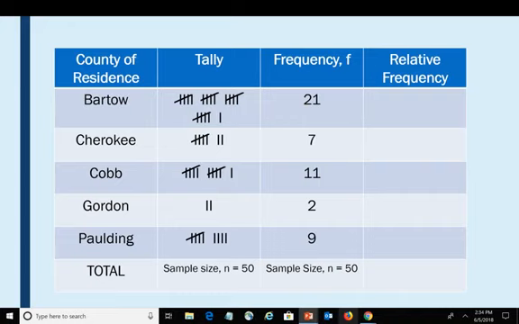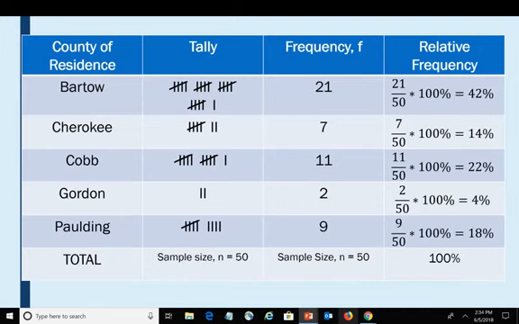Then to find the relative frequency, we take the frequency of the category. So for example, for Bartow, I would take 21, divide it by the total, which is 50. So 21 divided by 50 and multiply it by 100%, and my result is 42%. And then I proceed down through the other classes. Again, I have a self-check there because the relative frequency should add to or be close to 100%. We do sometimes round, and that can cause it to be a little bit more or a little bit less.